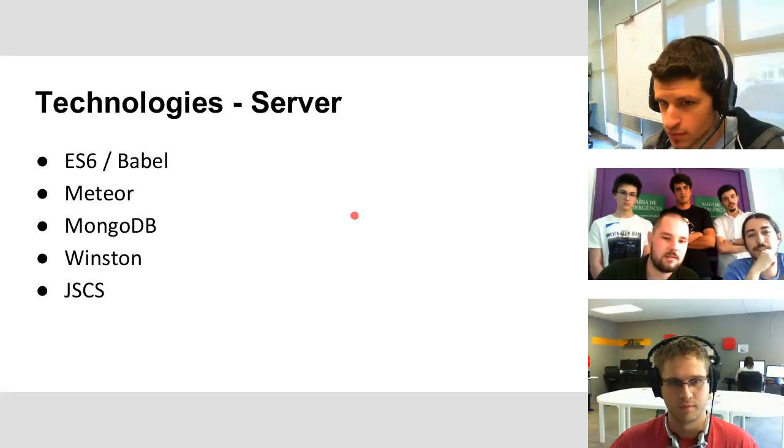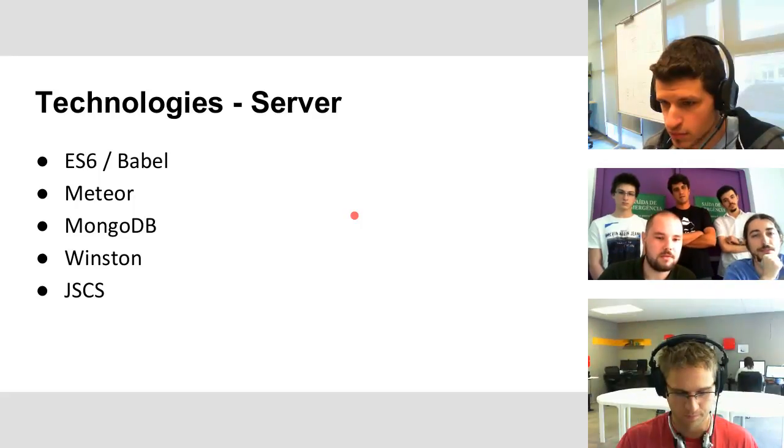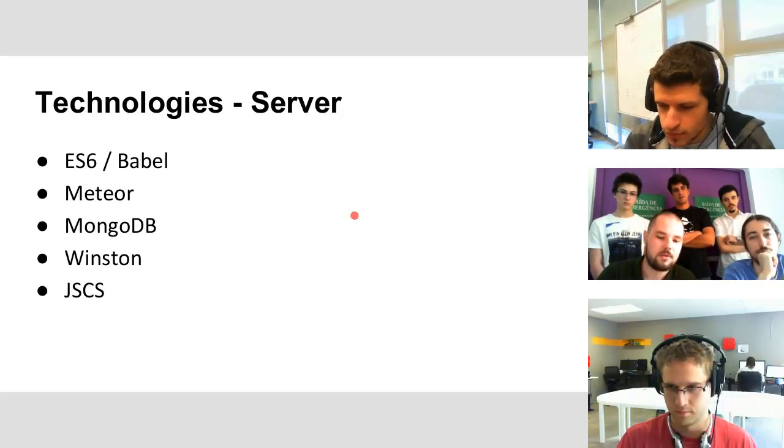Okay. Here's some technology we are using on the server side. All the server side code is written in ES6 and using Babel to transpile the code. We are using Meteor, MongoDB, Winston as our logger, and JSCS for the linting.